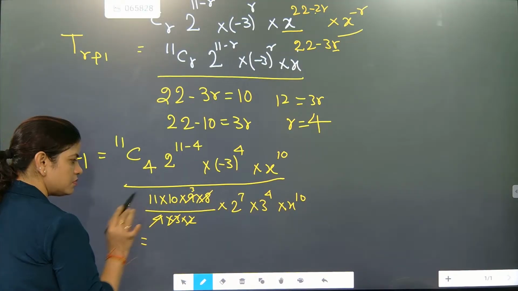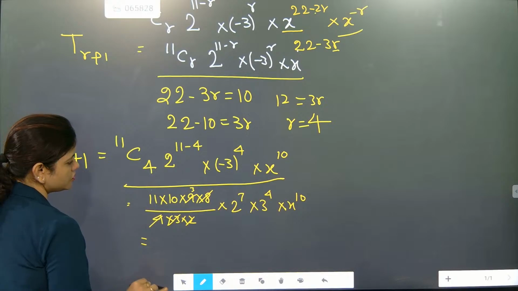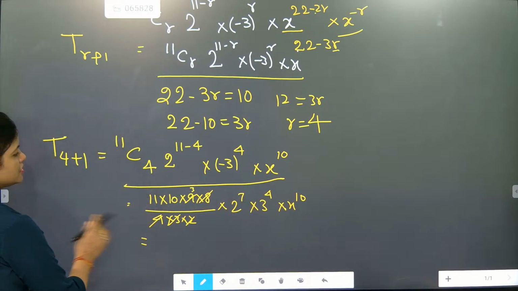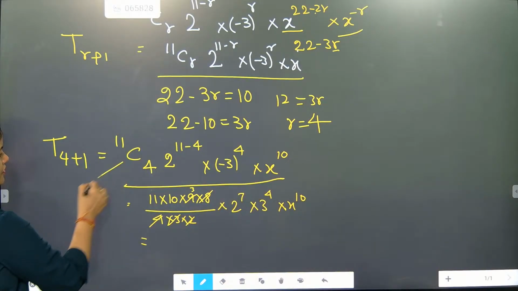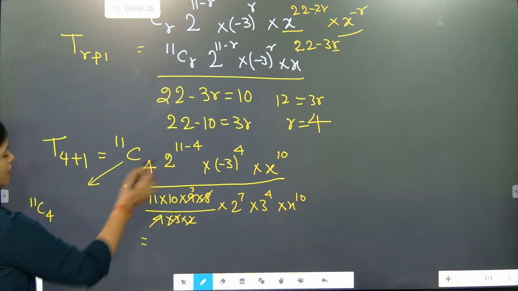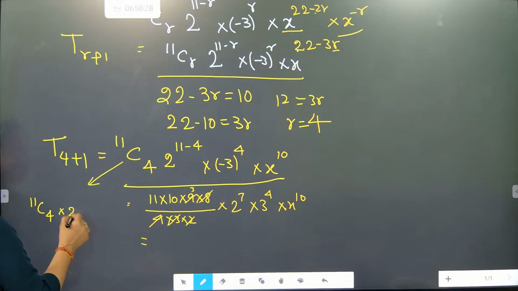So in the NCERT book, they solve in two ways. Either they will write directly like this, and after this they will write only one answer. After this, I'm writing here 11C4 into 2 to the power 7, 3 to the power 4. This is the coefficient.